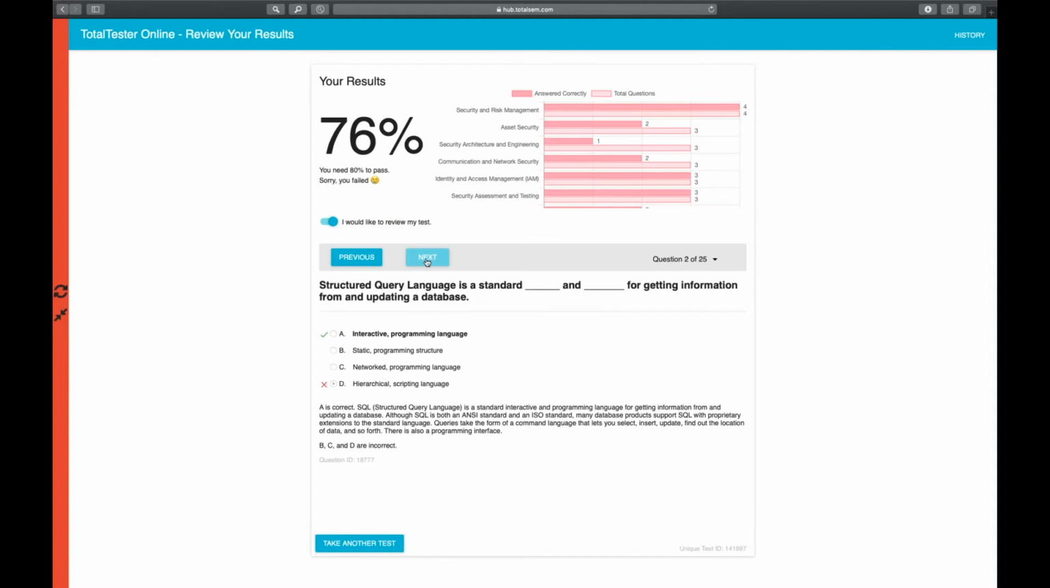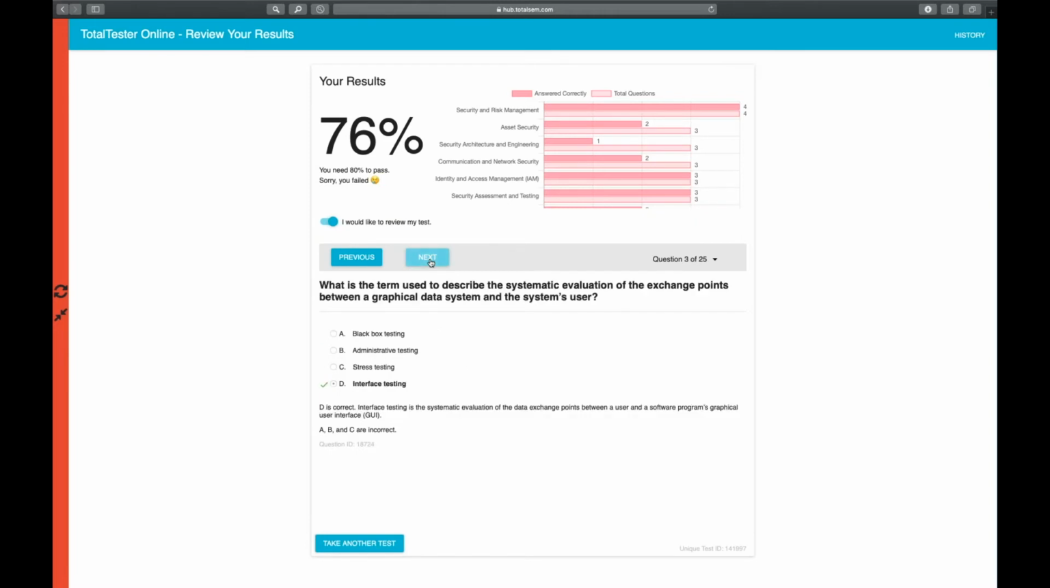Yeah, so structured query language interacts. I think someone did say alpha on this one. SQL, structured query language, is a standard interactive and programming language for getting information from and updating a database. SQL. Okay. Interface testing, that was a layup.